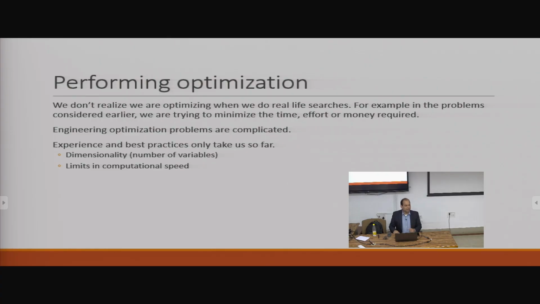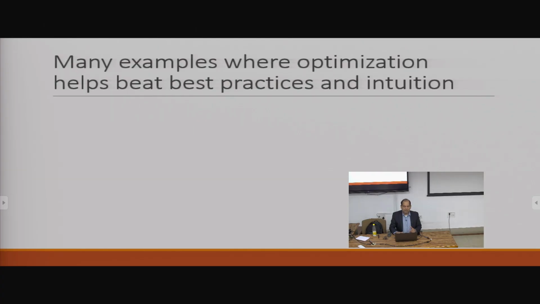It can do that because it's a computer. It doesn't get tired. So, limits in computational speed that we humans have, and then the dimensionality of most engineering problems, make it so that you have to use software running optimization codes. Okay, so there's many examples that exist in real life where optimization helps beat best practices and intuition.